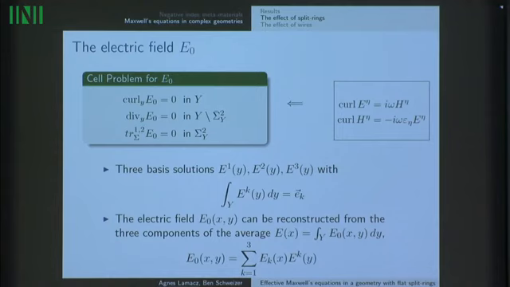Okay. Anyway, so at the end, it's also not very difficult to solve these cell problems. And so we find 3 basis solutions which are normalized by average, corresponding to the 3 components of the electric field. And so as a consequence, the two-scale limit E0 can be written as a linear combination of these 3 basis solutions.